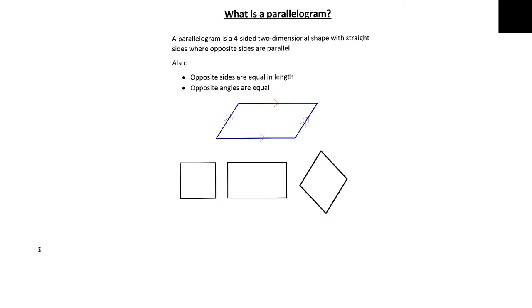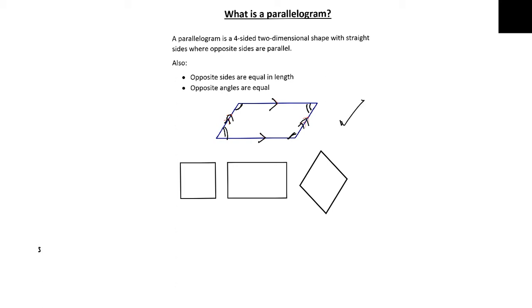In this slide, we're going to discuss the definition of a parallelogram. A parallelogram is a quadrilateral, or a 4-sided 2-dimensional shape with straight sides, where opposite sides are parallel. These arrows here denote pairs of opposite parallel sides. Also, the opposite angles in a parallelogram will be equal. So, by definition, we are used to seeing a parallelogram that looks like that one there.